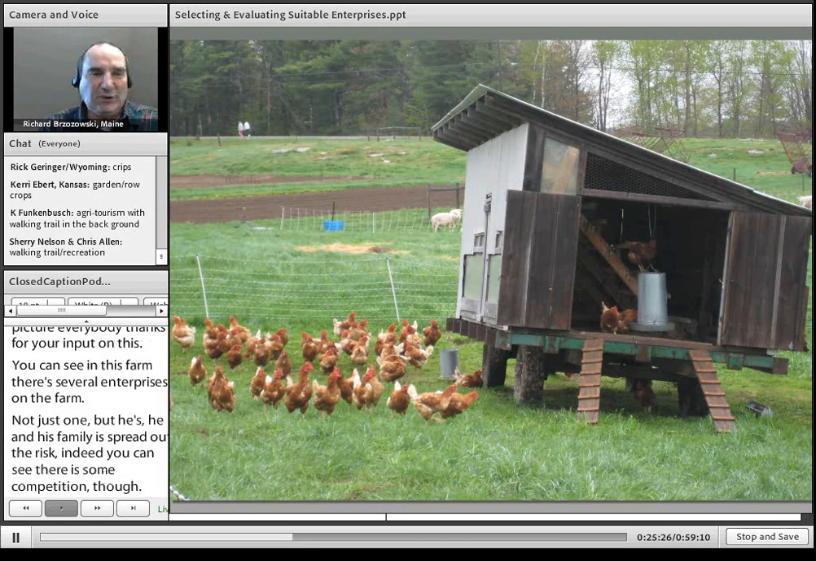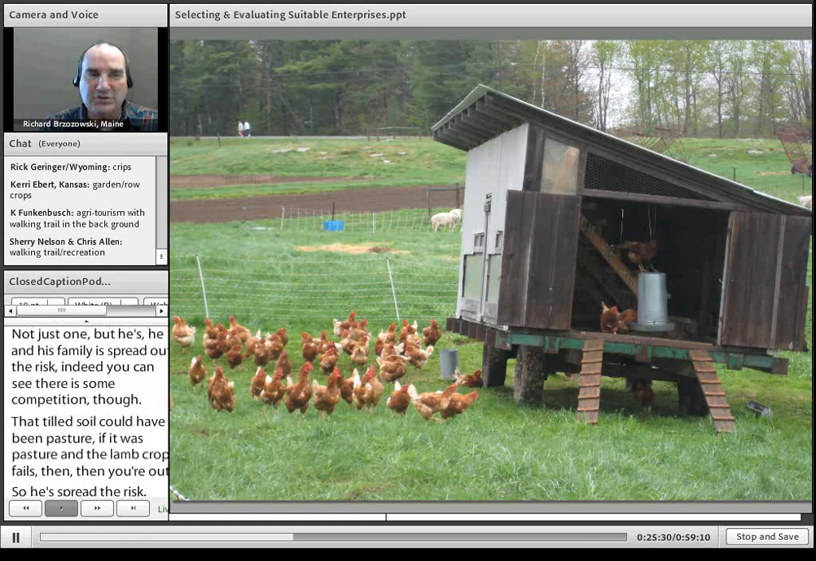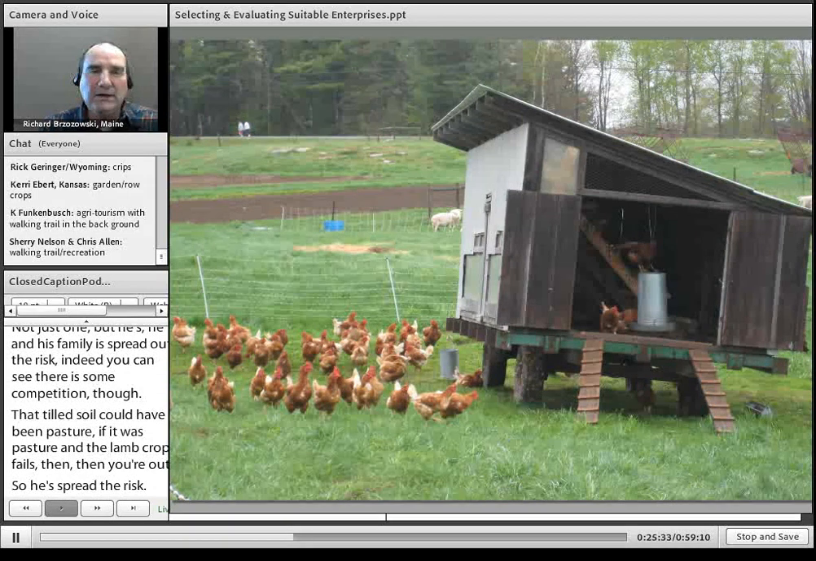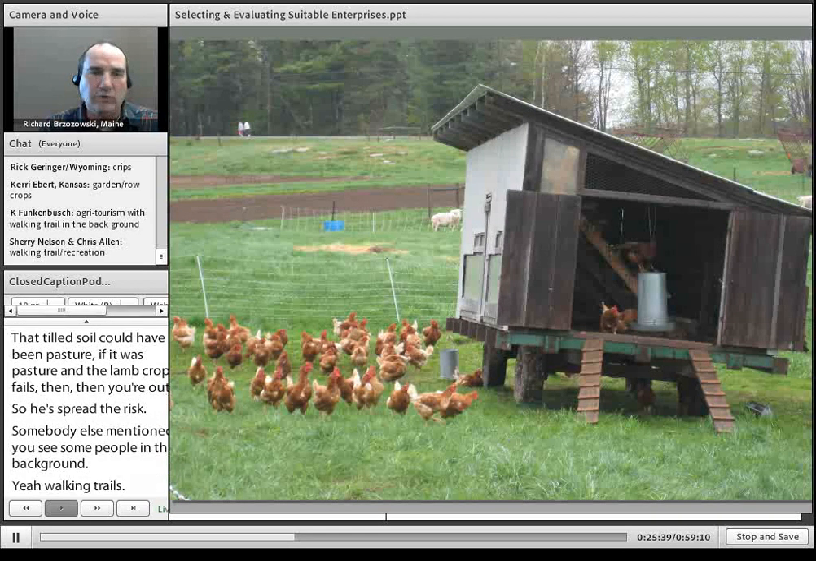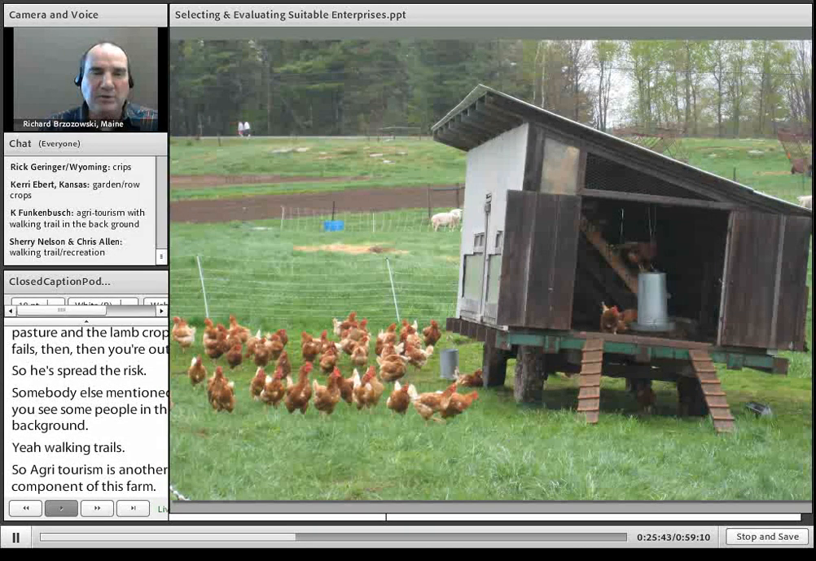Somebody else mentioned you see some people in the background. Yeah, walking trails. So agritourism is another component of this farm. People come just to spend time around the farm, but also they walk through the woods. So great observations, everybody. We're going to the next picture now.